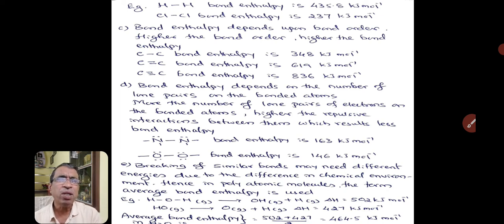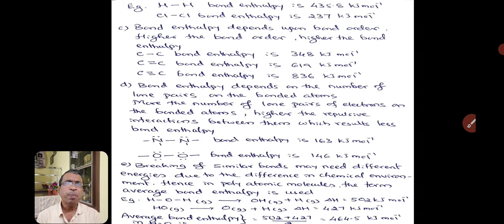Bond enthalpy depends upon bond order. The higher the bond order, the higher the bond enthalpy. That is, if I take C single bond C, bond enthalpy is 348 kilojoules per mole. If I take C double bond C, bond enthalpy is 619 kilojoules per mole. C triple bond C, bond enthalpy is 836 kilojoules per mole. This shows that an increase in bond order increases the bond enthalpy.